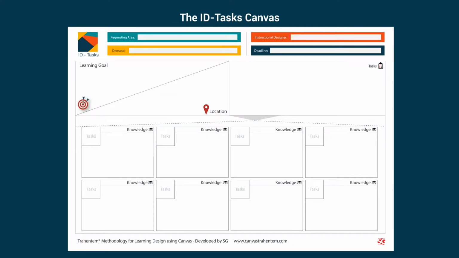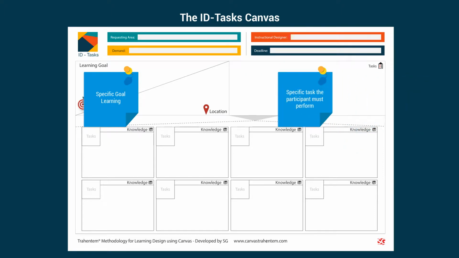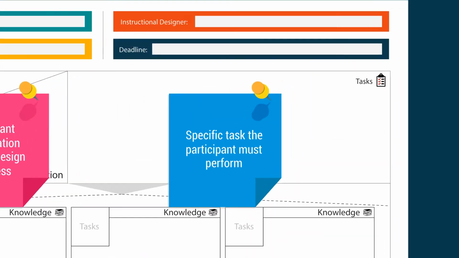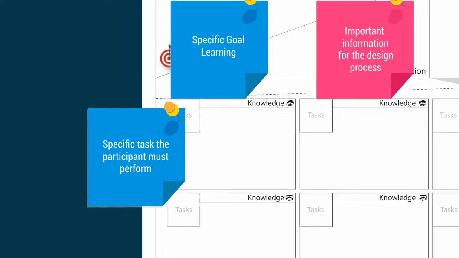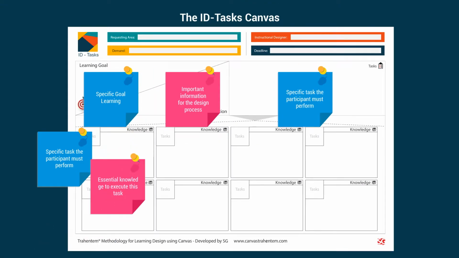In the second Canvas, called ID Tasks, we are going to analyze each task individually. Let's begin by bringing the learning goal and corresponding tasks from the Canvas ID Empathy. The next step is to gather the important information for the design process, such as the location of the participants, the time zone where they are, the available devices, and other relevant details. To follow, for each task, you must identify what is the necessary knowledge to perform them. Do you think it's simple? It really is!